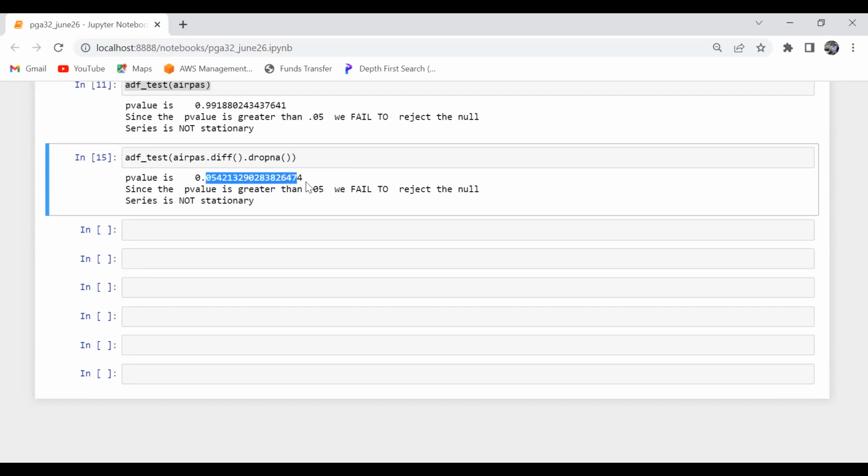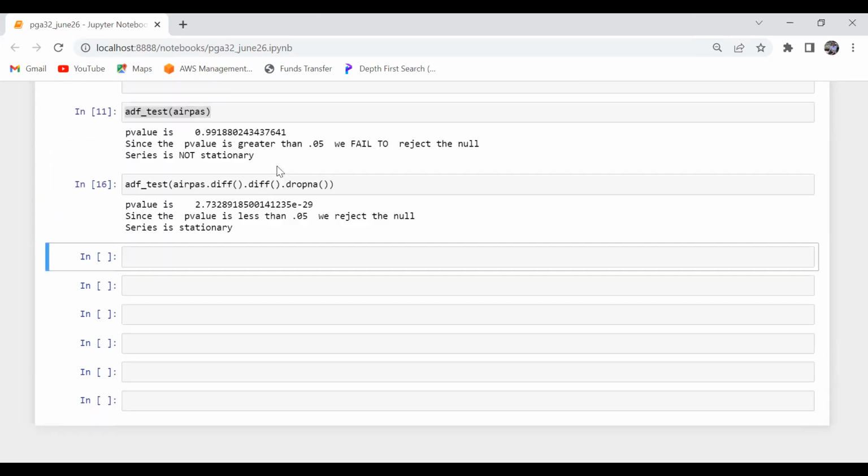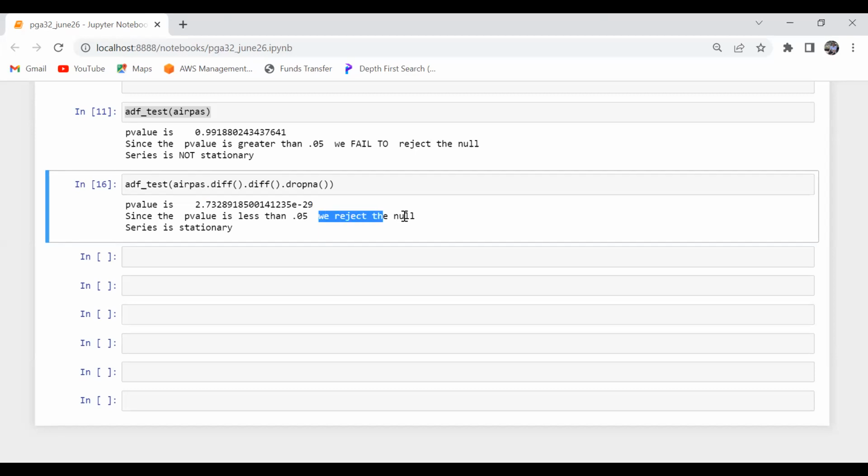At 5%, you say that we fail to reject the null. But at 10% error margin, instead of comparing with 0.05, you would have compared with 0.1, and then you could have rejected the null. Let's do differencing once more. At the second level of differencing, it says that your series has become stationary. We reject the null, series is now stationary.